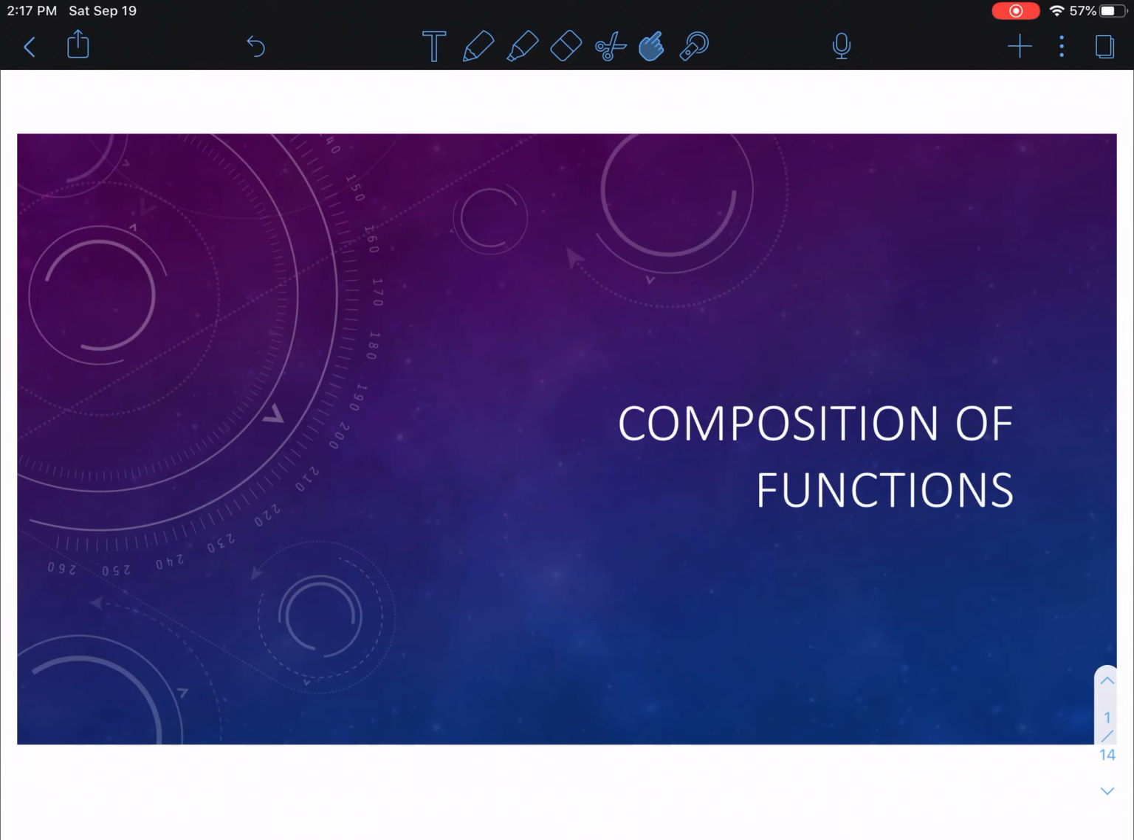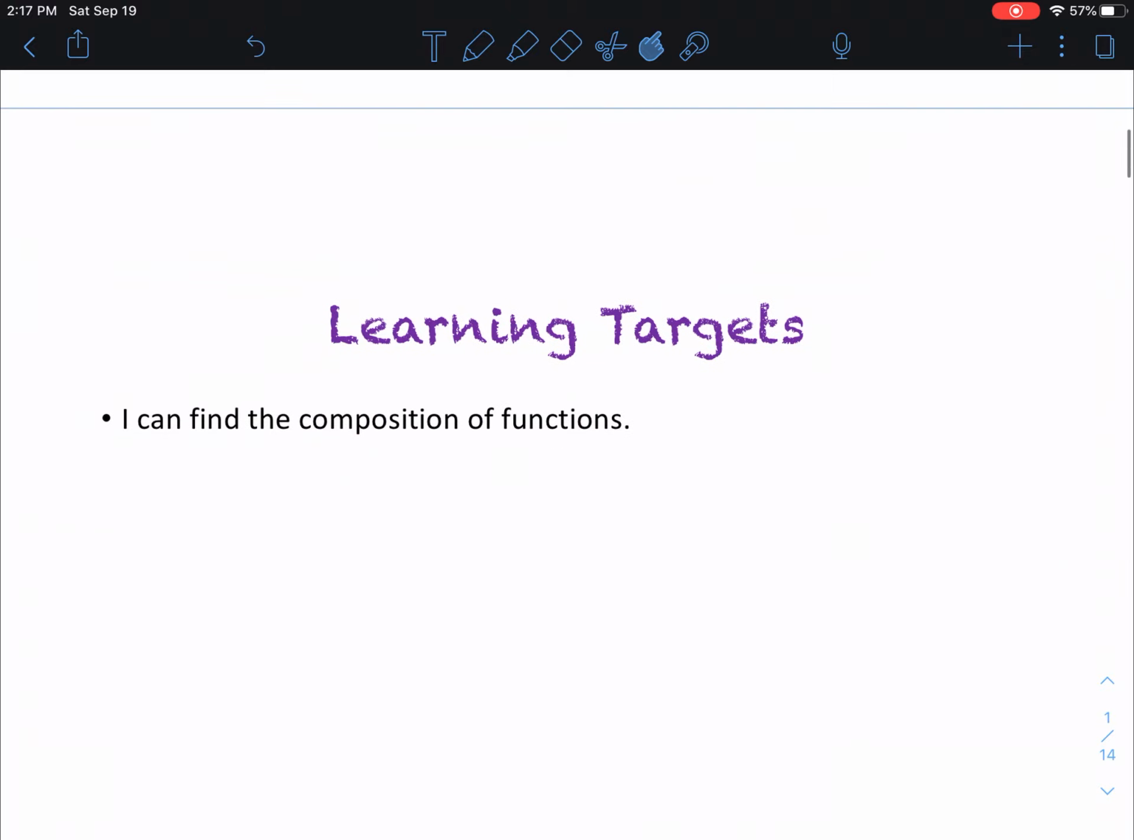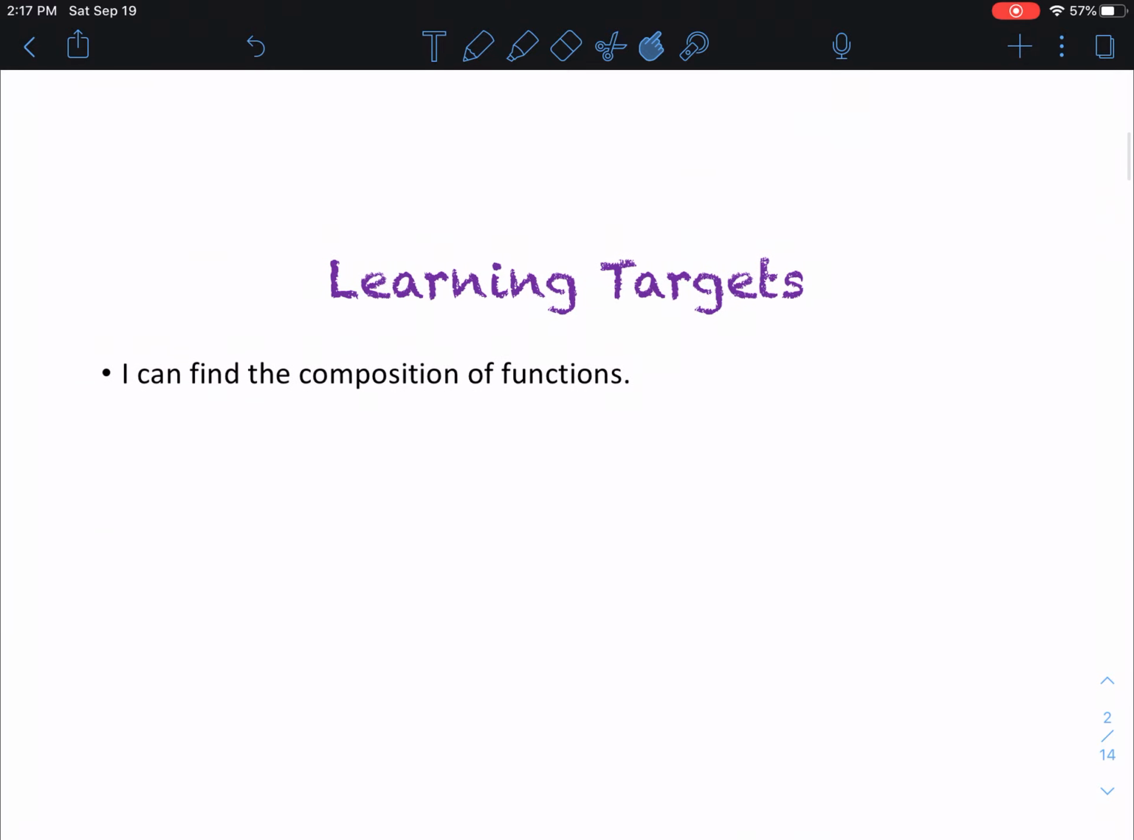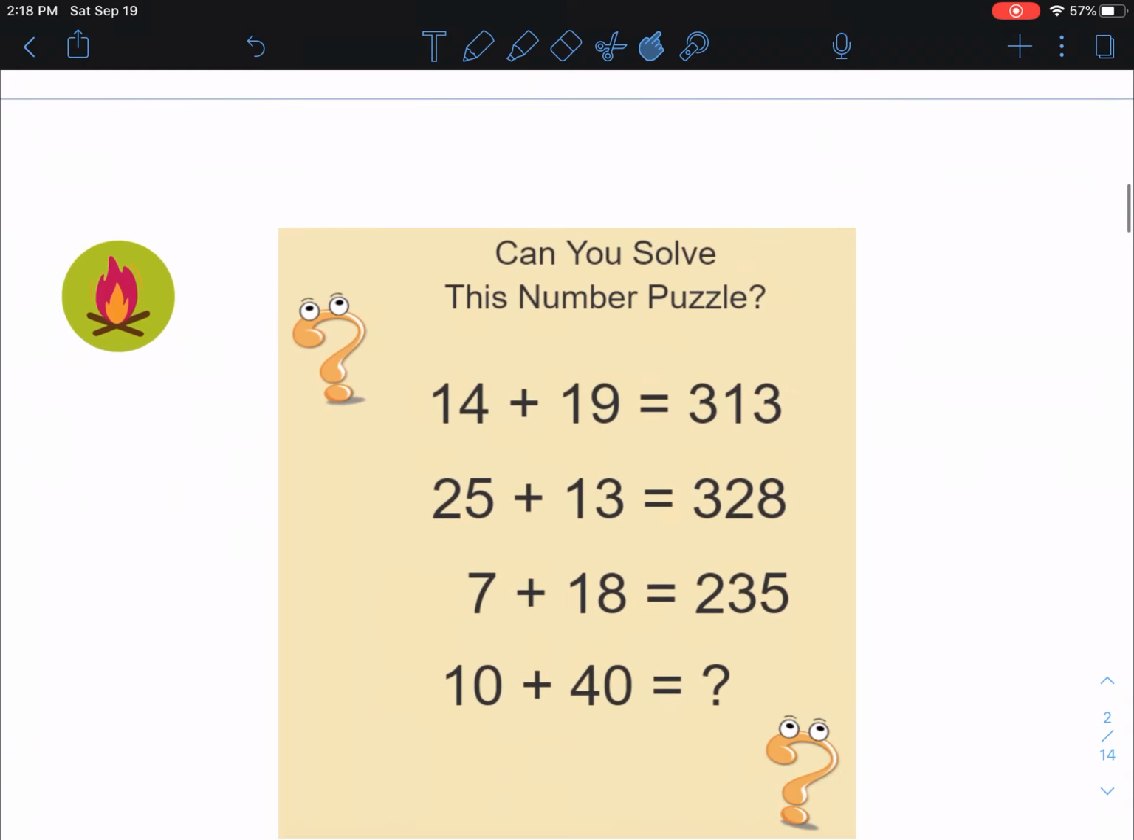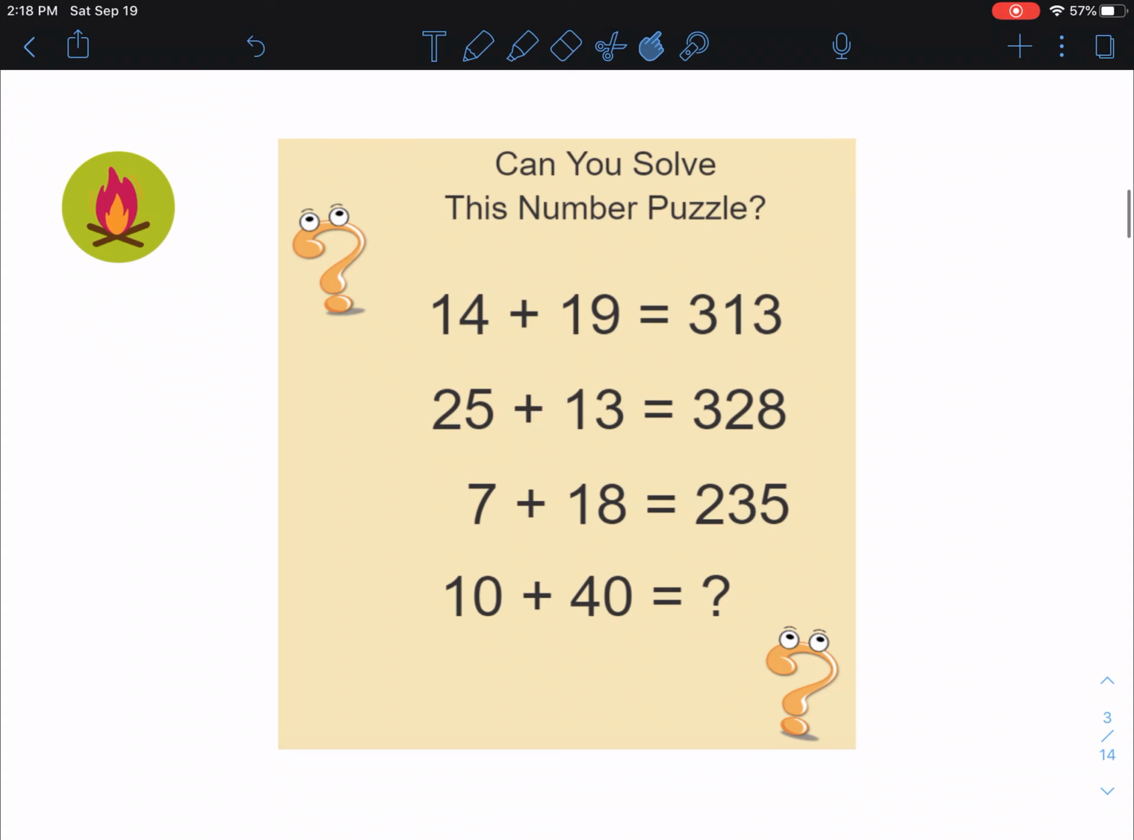All right, in this lesson we're going to talk about composition of functions. So let's take a look. Our learning target is to refresh our memories a little bit about what functions are and then talk about composition of functions. All right, so we're going to just start off by getting our brains going a little bit and see if you can solve this number puzzle.